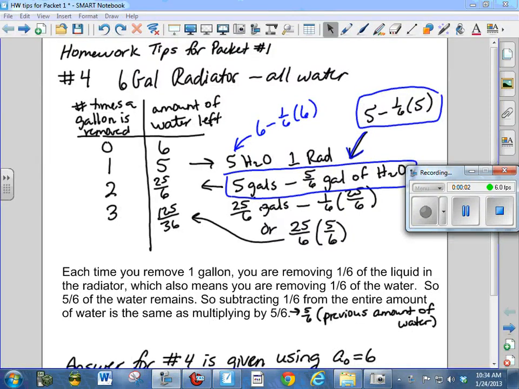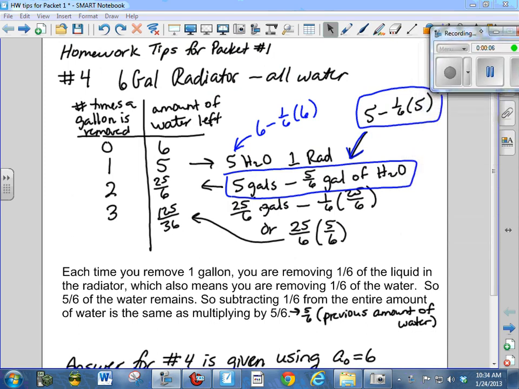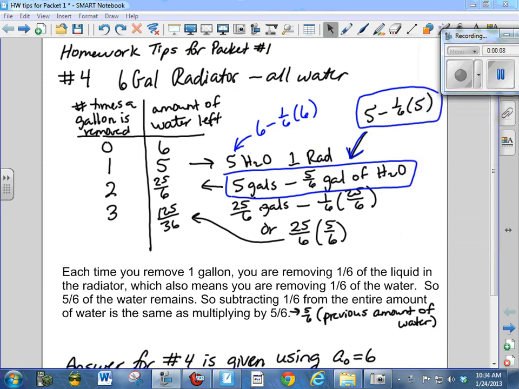I'm going to give some tips for some of the more difficult problems on the homework, and hopefully this will be helpful. One of the most difficult problems is problem number 4 in packet number 1 about the radiator.